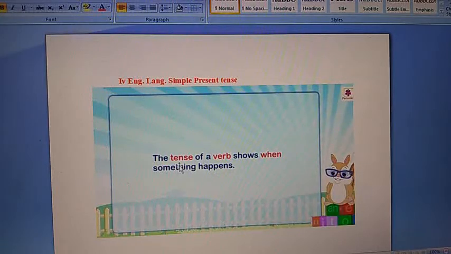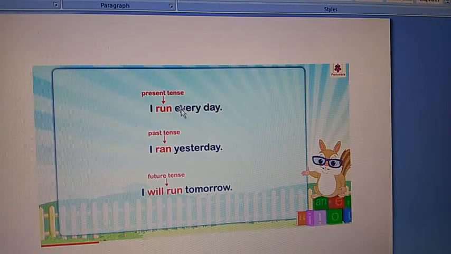The tense of a verb shows when something happens. Already we have studied about the tense. Let's see the examples. I run every day, that is in present tense. I ran yesterday, that is in past tense. I will run tomorrow, that is in future tense. I know you have studied, but still I am revising this tense.